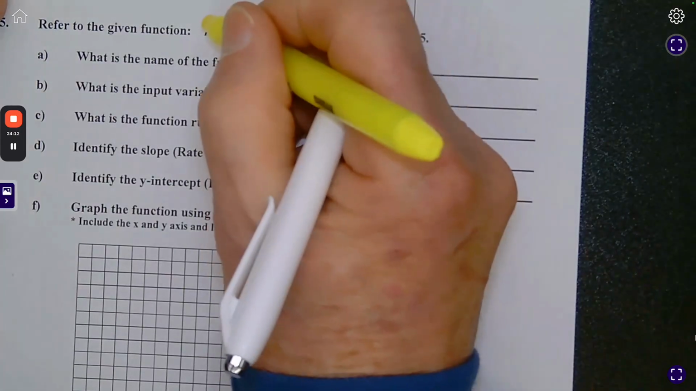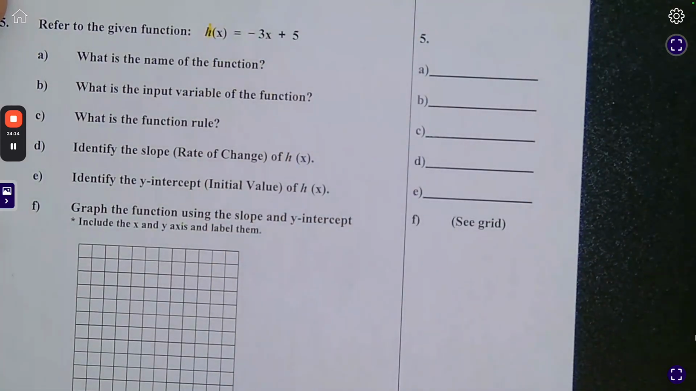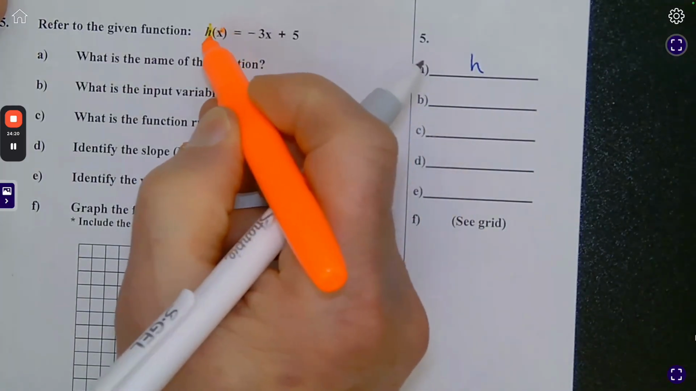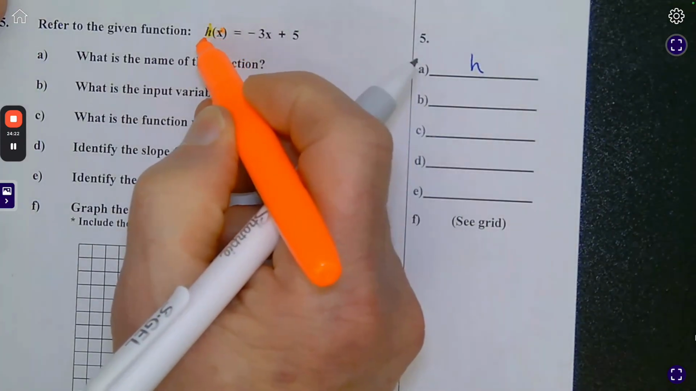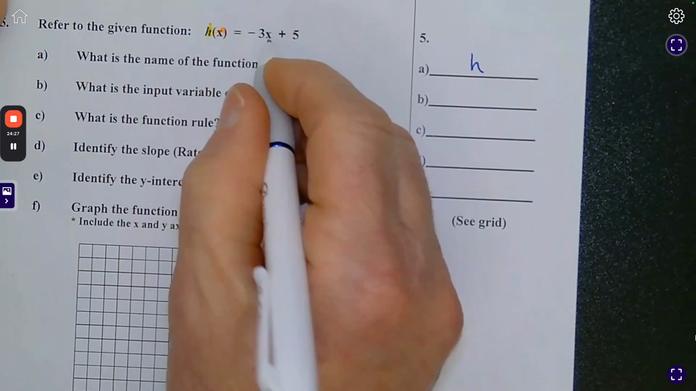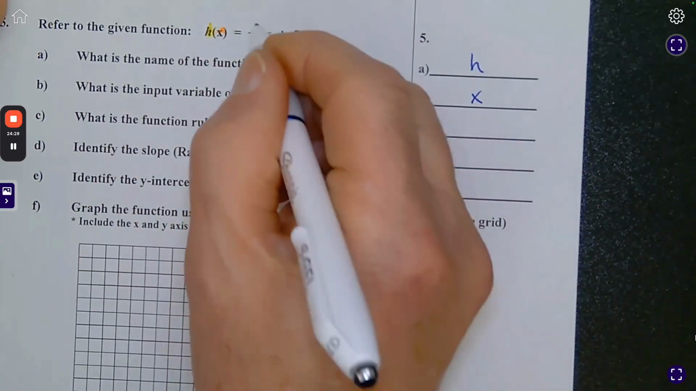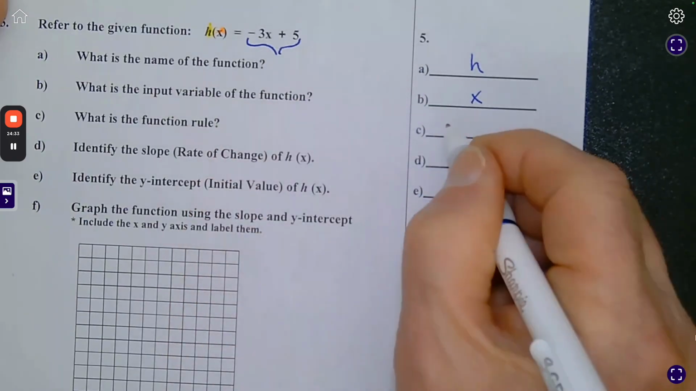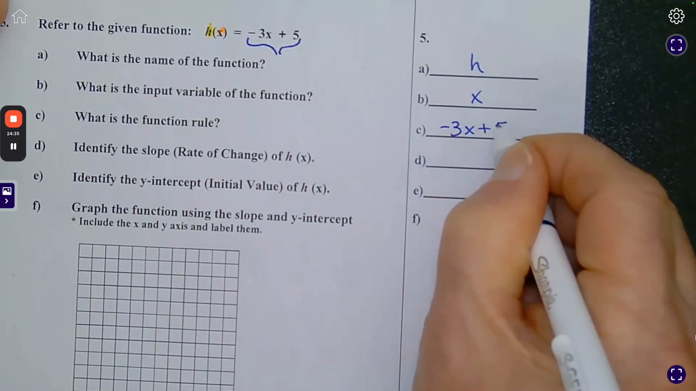What is the name of this function? Well, the name of this function is the letter out in front. So the name of this function is h. What's the input variable? Well, the input variable is right there. It's h of x. The input variable is also there. The rule is all of this. The rule changes the input to the output value.